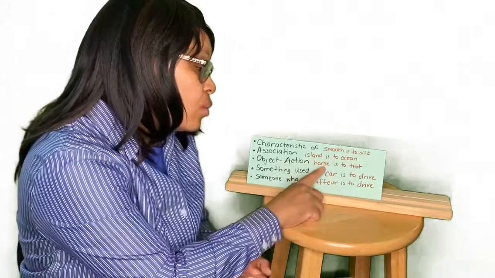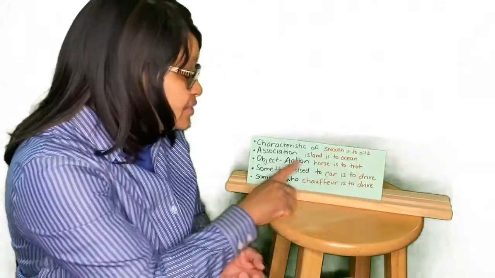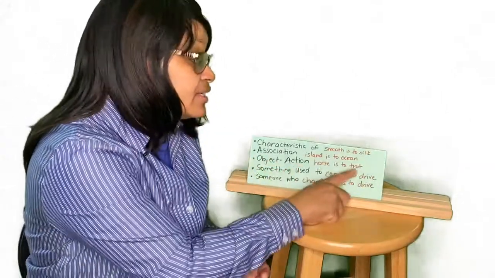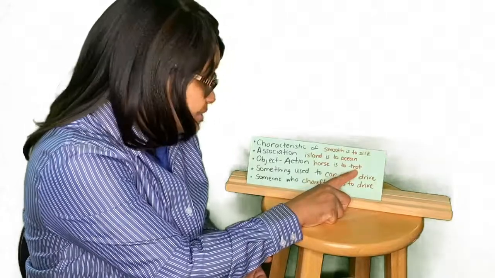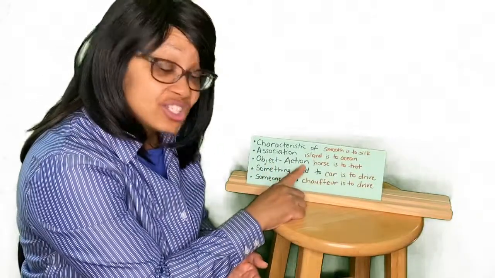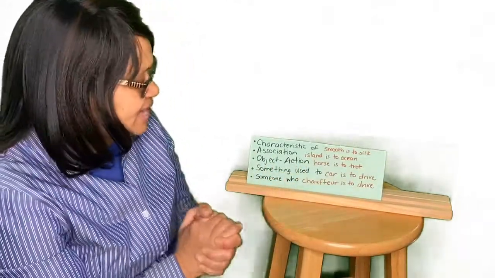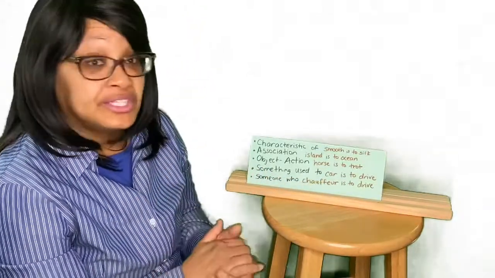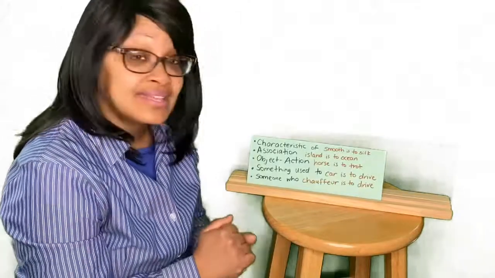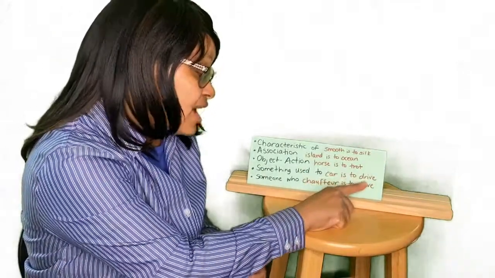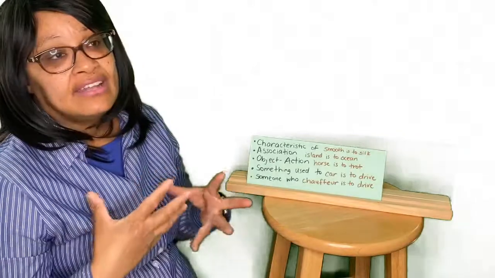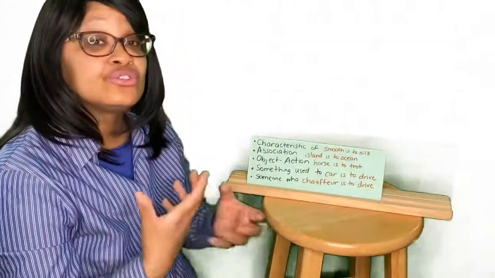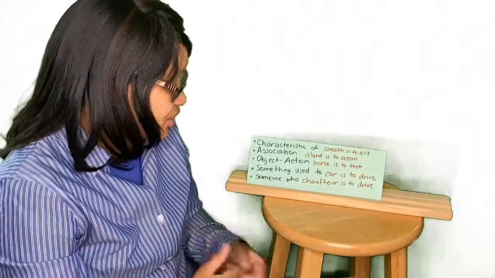You can have object to action. So we have horse is to trot. So here the object is the horse, and what is the action? He trots or she trots. So object to action. Then you can have something used to. So it could be a hammer, it could be a desk, it could be a computer. In this case, car is to drive. So you're looking at the car, it's being used to drive. So that's how you're describing its usage.